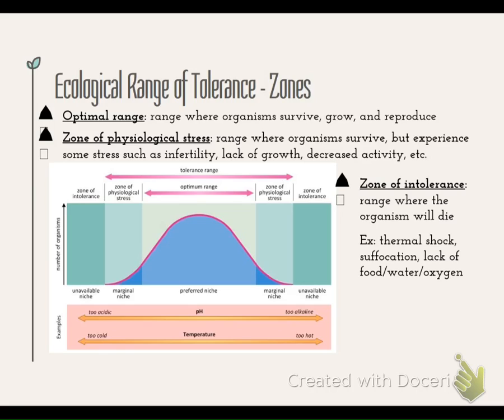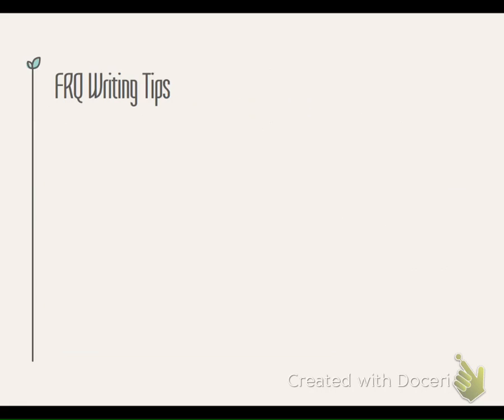Now, the zone of intolerance is not good because that's where they're going to die. It's too cold, too hot, pH is too high, too low. Some of the times with the temperature, when it's too high or too low, what happens is there's not going to be enough oxygen, not going to be enough food because the producers can't survive it, or maybe the water is just going to boil off, or possibly evaporate too fast.